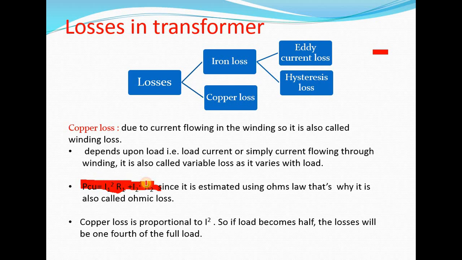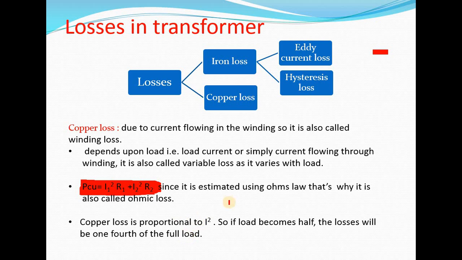So that's why it is also known as the variable losses, because it varies as per the load on the transformer. As we increase the load, the current in the winding increases. Load means current. Simply you can say whenever the term load comes in electrical engineering, load means current. If you increase the load, the current will increase in that proportion. So that's why the copper loss is proportional to I square.